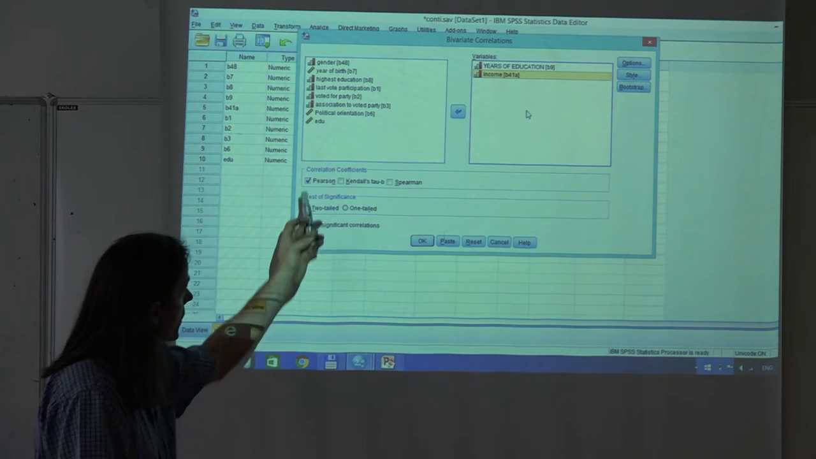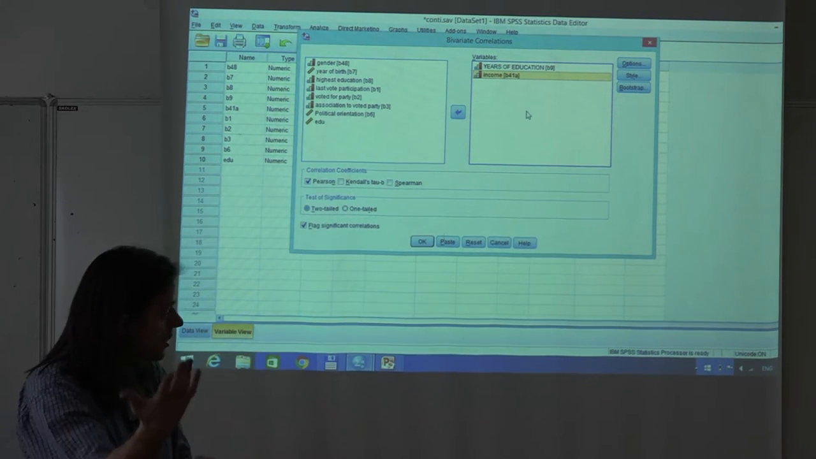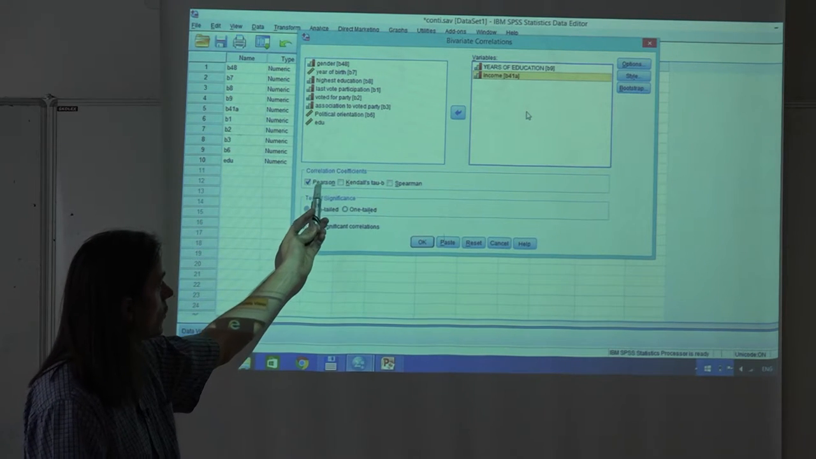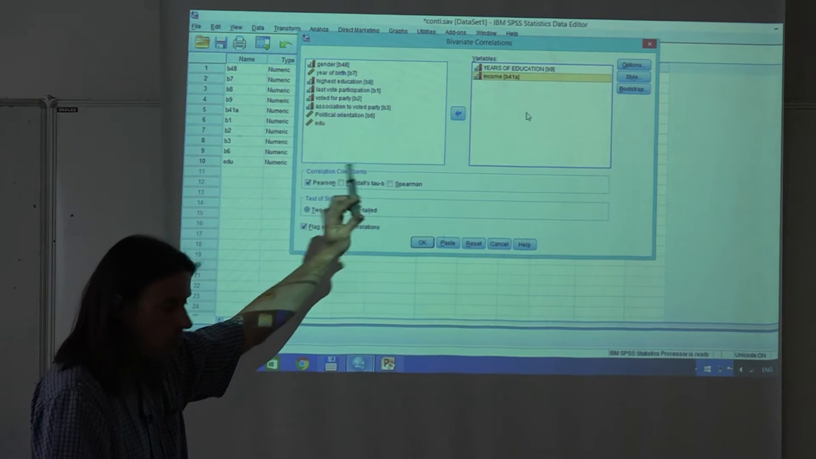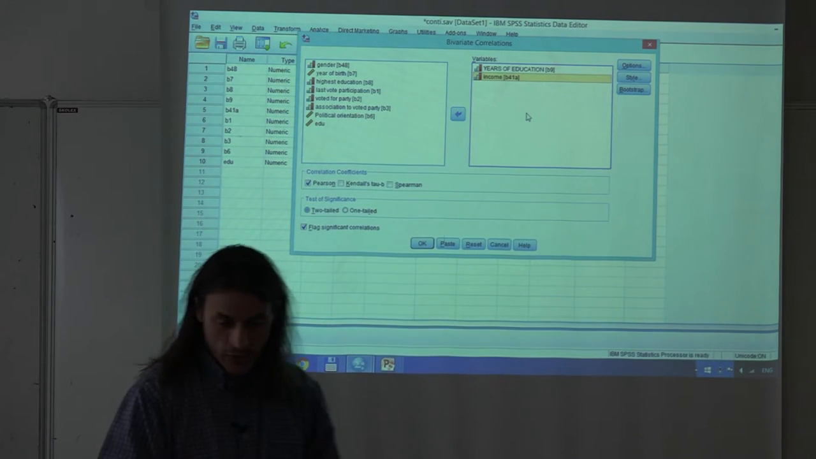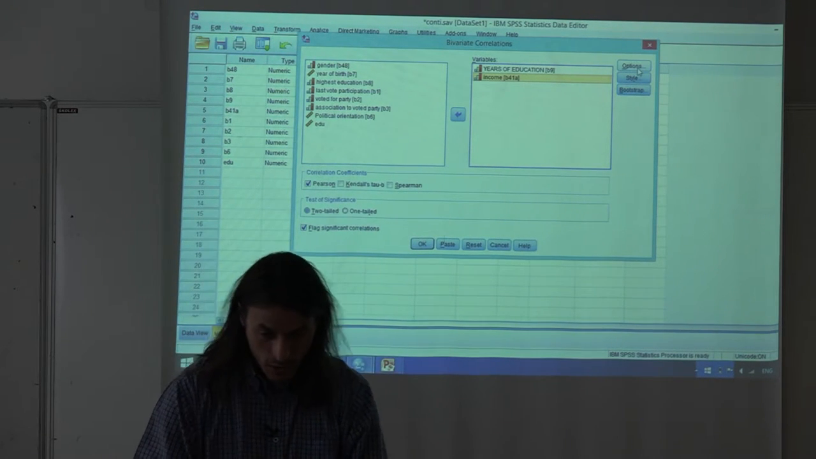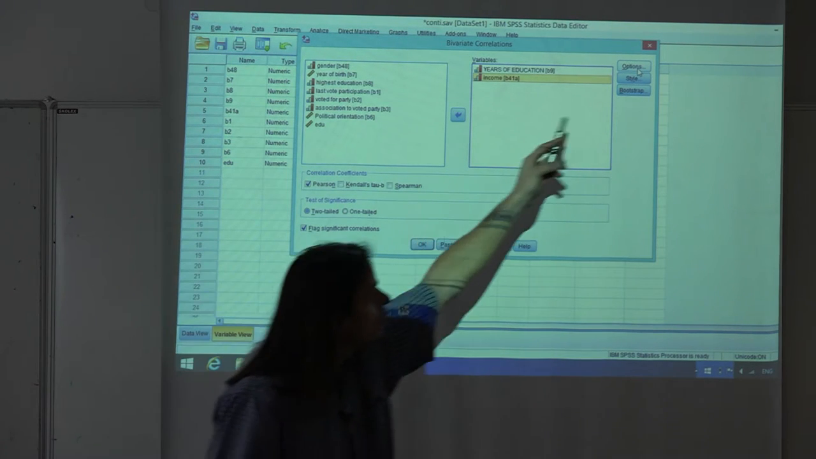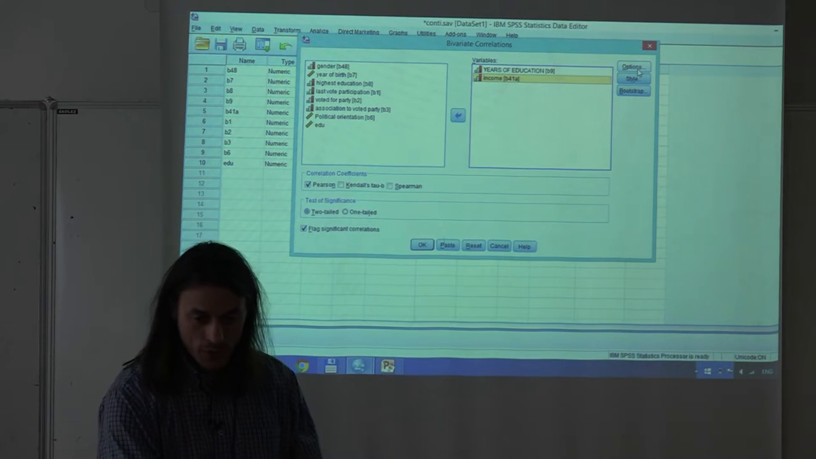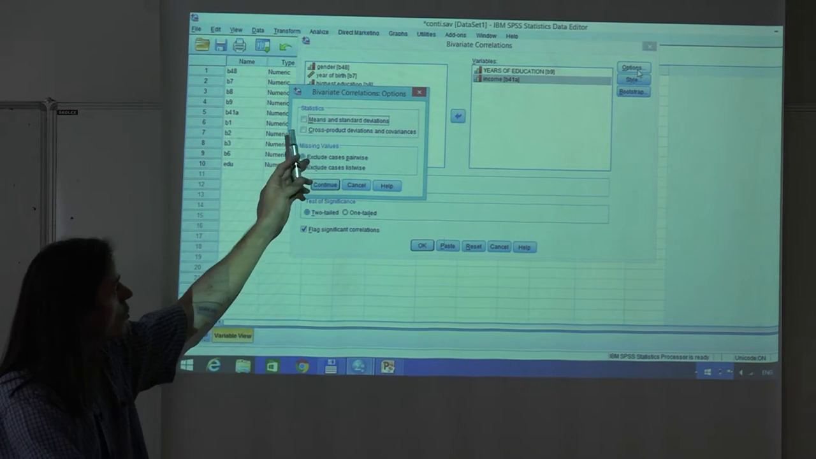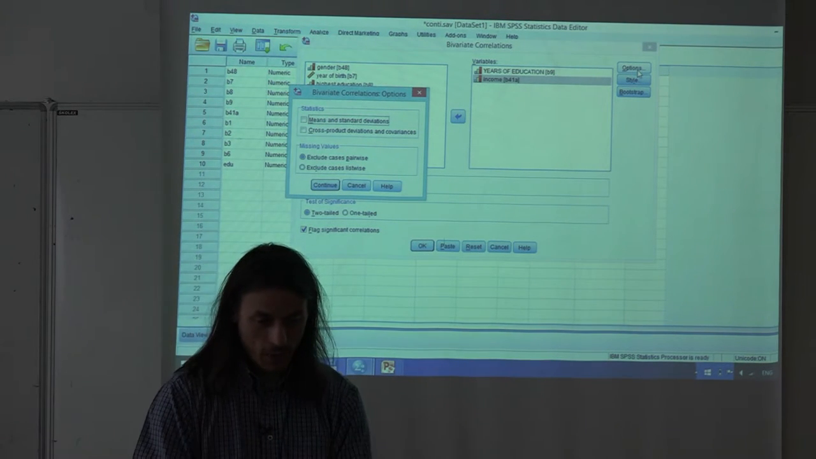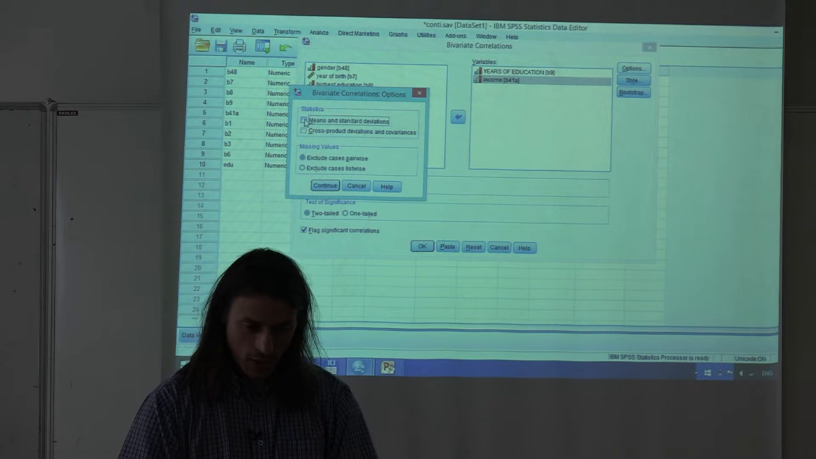So here you can see that by default, but you can change it, and we will change it in a few minutes, you will compute Pearson's correlation coefficient. You can compute also Kendall's tau or Spearman's. We will do it later. But here I would like you to go into options. And you can see that by default, no checks here. But please ask for means and standard deviations.